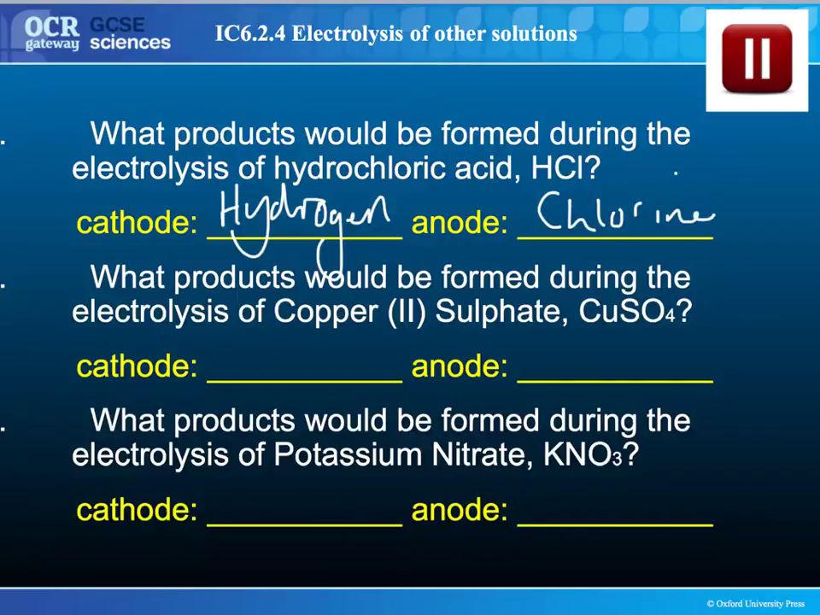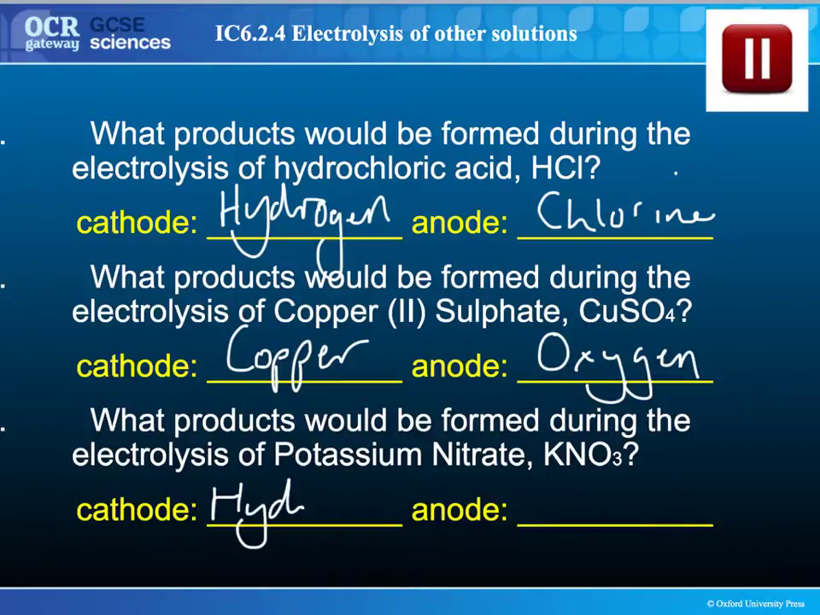In copper sulfate, as we've already said, copper is less reactive than hydrogen, so it forms at the cathode, and there is no chlorine present, so at the anode we have oxygen gas. In potassium nitrate, potassium is more reactive than hydrogen, so hydrogen gas is formed, and there's no chlorine present, so oxygen is formed at the anode.